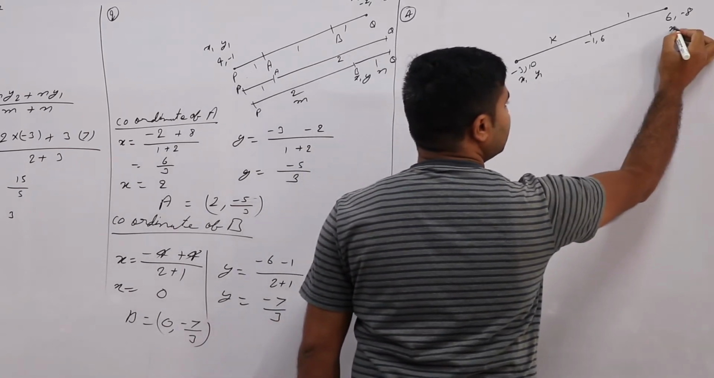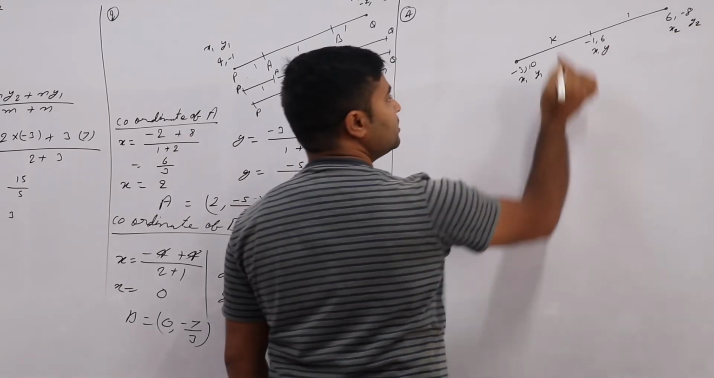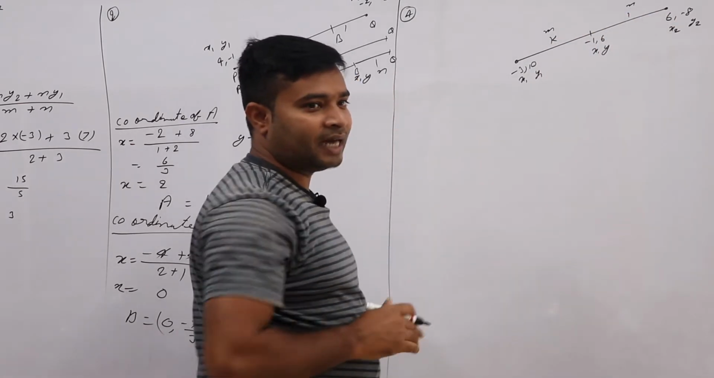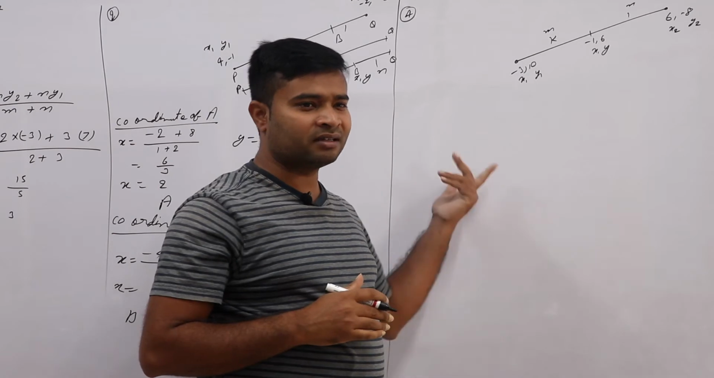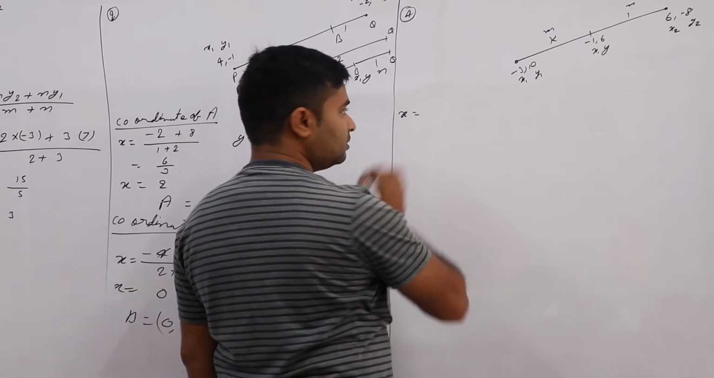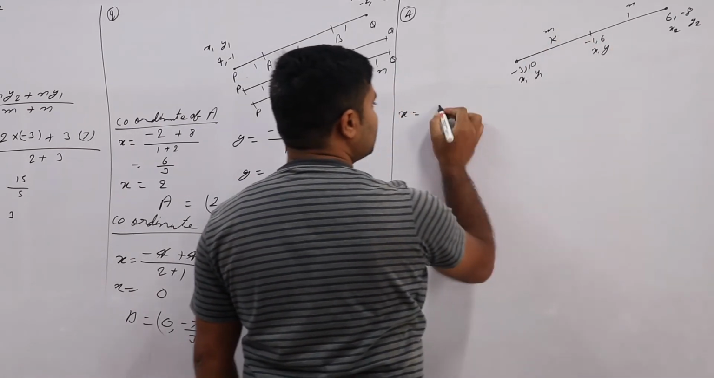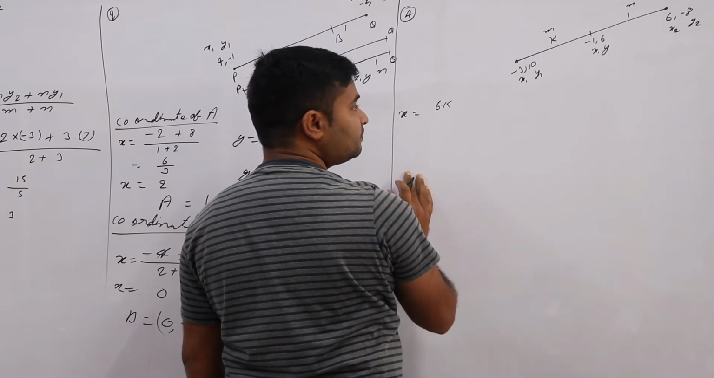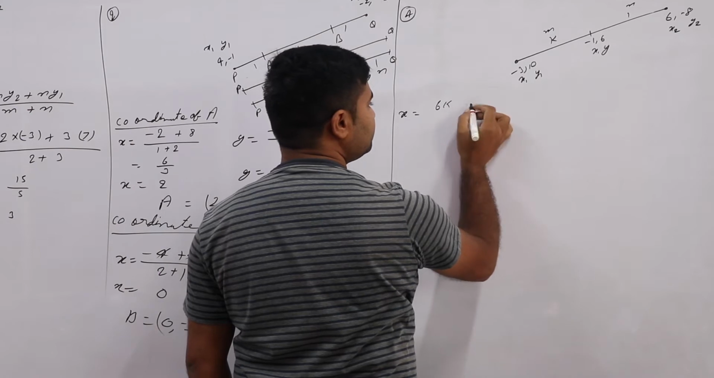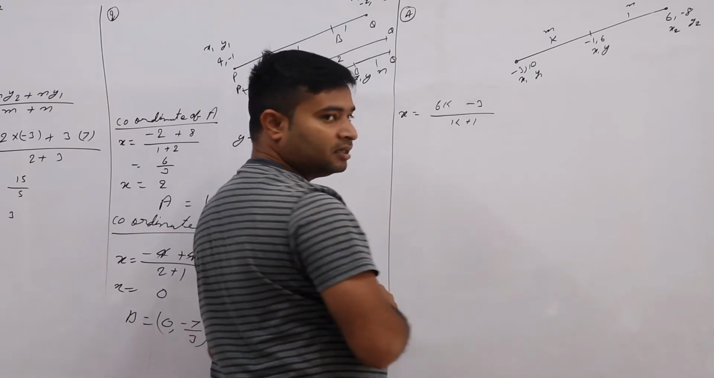This is x1, y1. This is x2, y2. This is x comma y. This is m, this is n. In this kind of question, either you find the value of x or y, we will get the answer of both, right? So I'm just writing the x value. x is m x2, so 6k, plus n x1, so minus 3, by k plus 1.